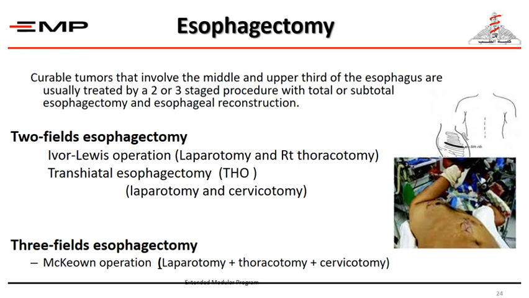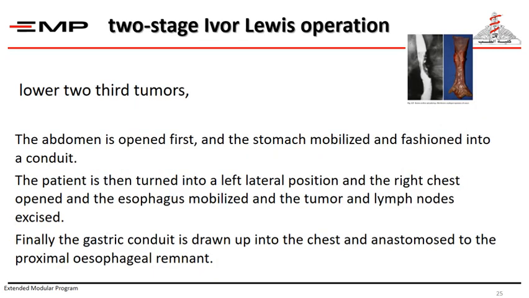In the Ivor-Lewis operation, we do laparotomy and right thoracotomy, as seen in this picture. In the transhiatal esophagectomy, our aim is not to open the chest, so we do abdominal incision, laparotomy, and cervical incision for the anastomosis. For the 3-field esophagectomy, we have laparotomy, thoracotomy, and cervicotomy to do the anastomosis. The details of this operation will be discussed in the face-to-face session.